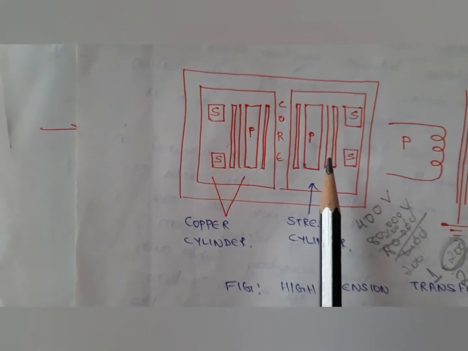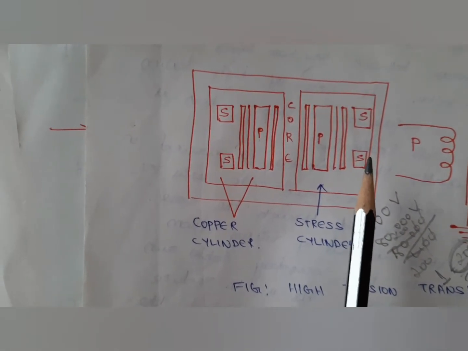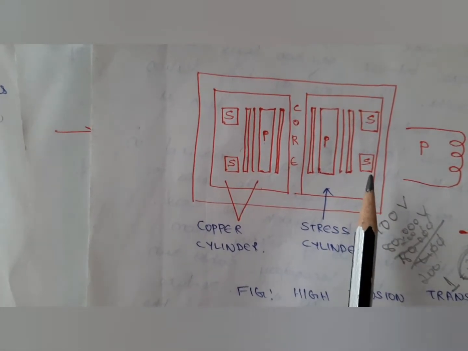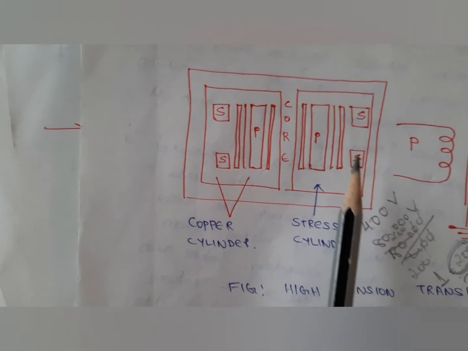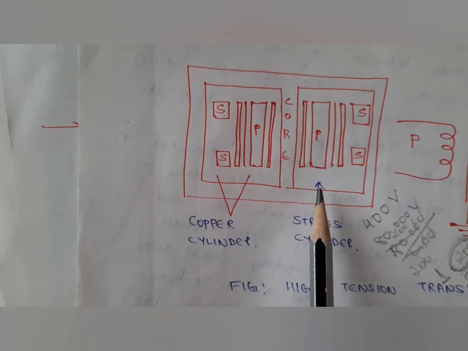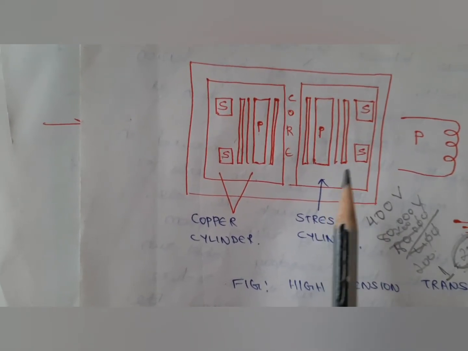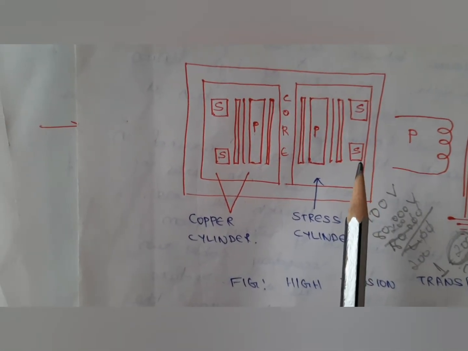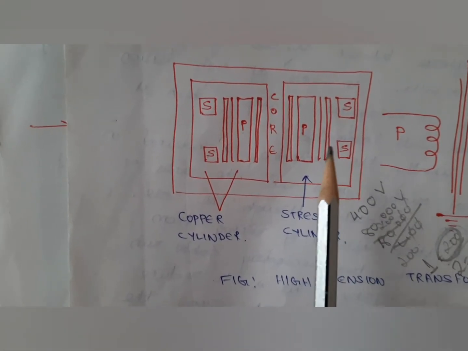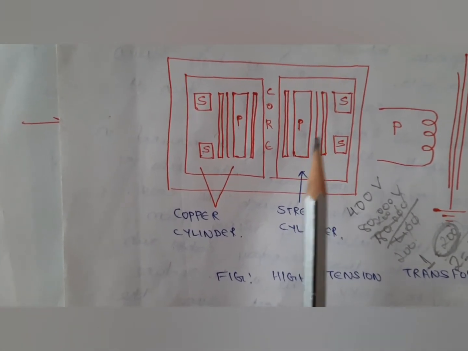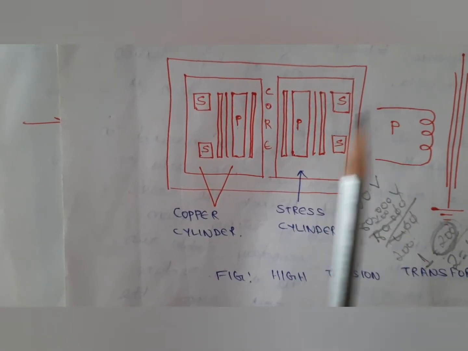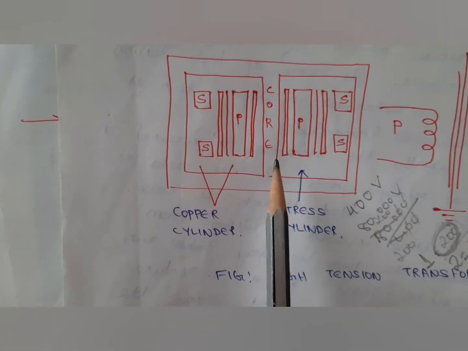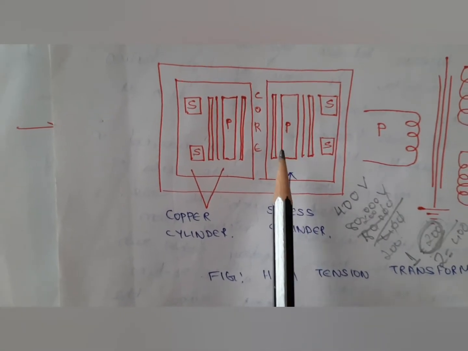Okay, so the primary coil consists of about 100 turns of thick copper wire, which is well insulated and wound on a cylinder. Then a thin copper sheet is fitted over the primary winding, and that is earthed. This copper sheet is known as the stress shield. Okay, so that is all about the primary coil.